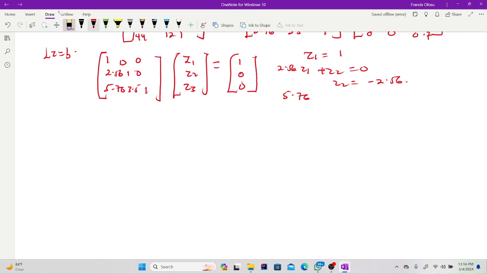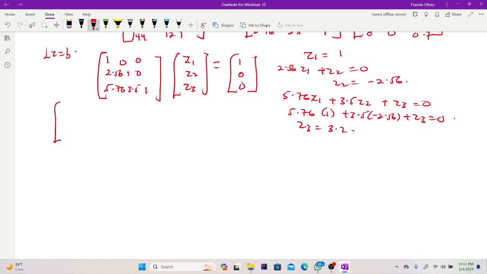So I have 5.76 Z1 plus 3.5 Z2 plus Z3 is equal to 0. So I have 5.76, Z1 is given as 1. My Z2 is 3.5 multiplying negative 2.56 plus Z3 is equal to 0. So what is my Z3? So I have 5.76 plus 3.5 multiplying negative 2.56, right? And this is given as negative 0.2. So Z3 is simply equal to 0.2.